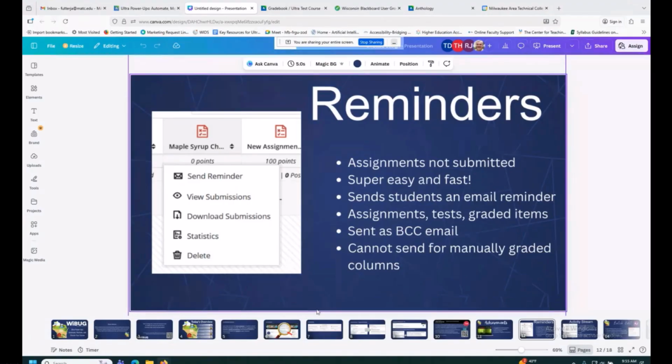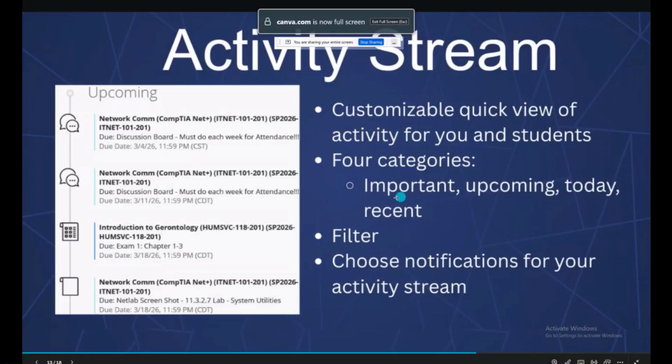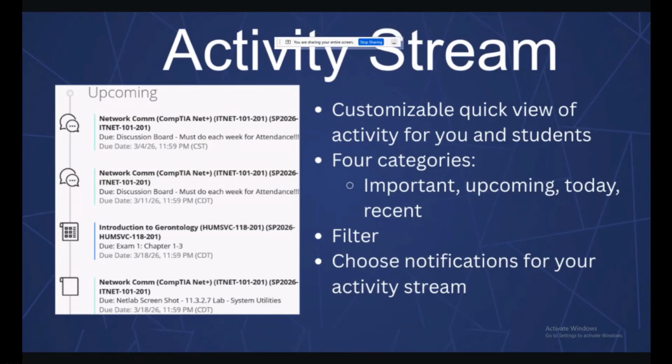So I'm also going to present on activity streams. Let me go to that slide and go into a larger view for you. Activity stream is a great opportunity for your students to get a customized quick view of what's coming up, what's recent. You see I have categories there: important, upcoming, today, and recent. Recent is within the last 7 days. But I think most often, upcoming is what students might be interested in.